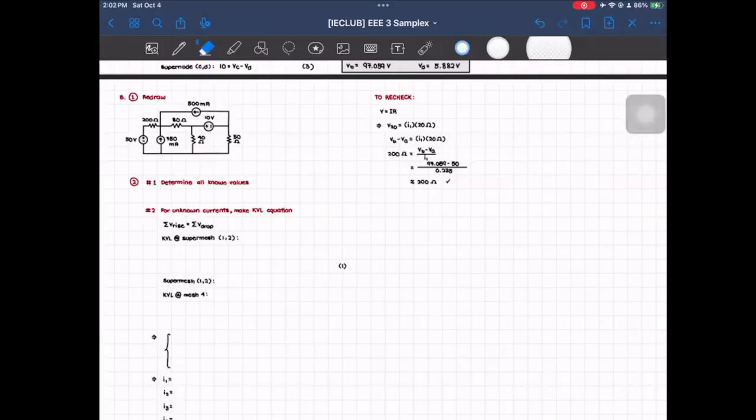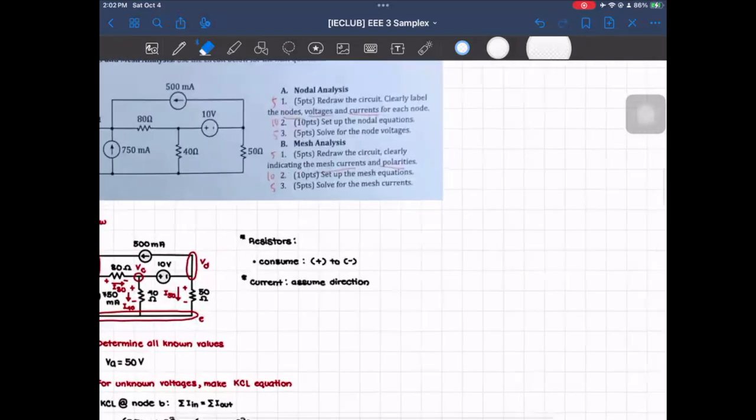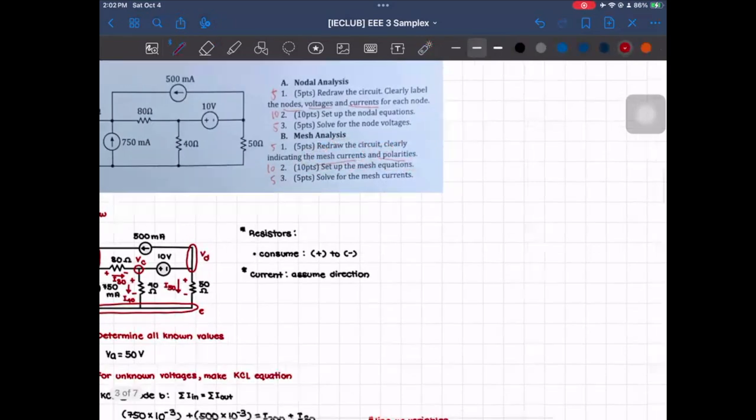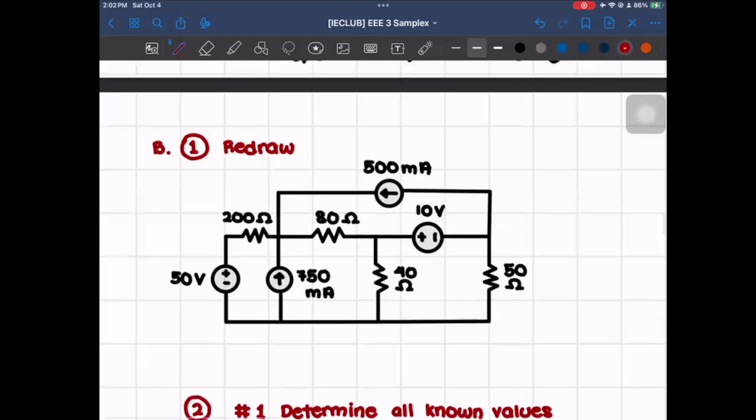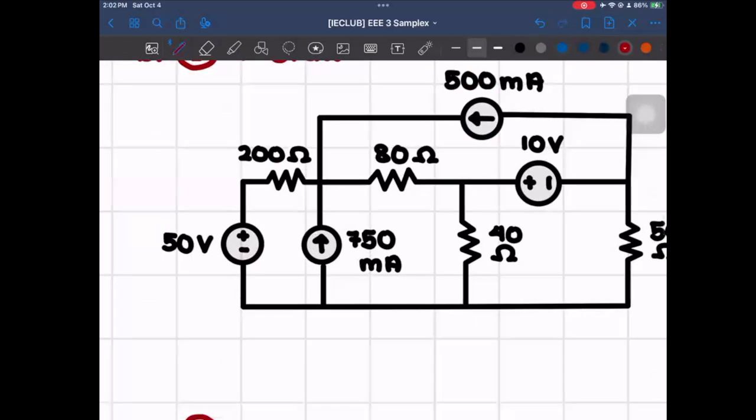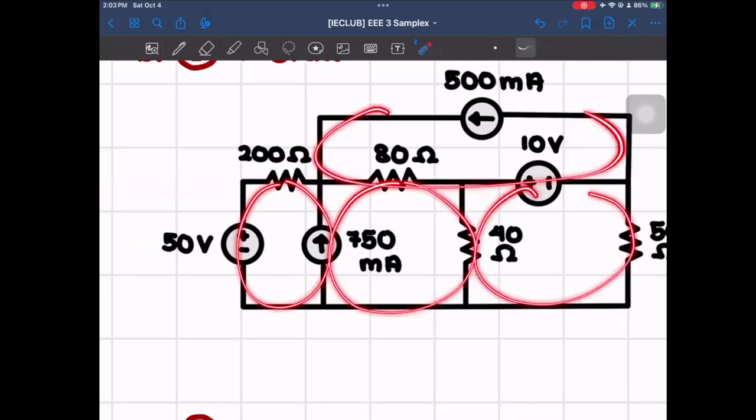So now let's move on to the second part of the problem, and that is conducting mesh analysis. For this, we are tasked to first redraw the circuit, clearly indicating the mesh currents and also the polarities. Given that we've already redrawn the circuit itself, what we could first do is identify our mesh currents. We do know that our meshes here are going to be this one, this one, this one, and this one.